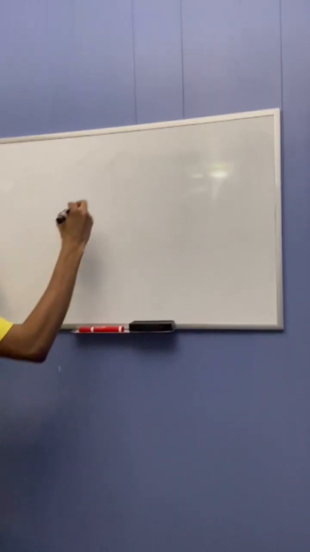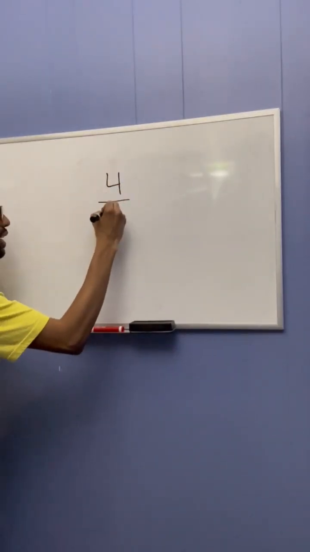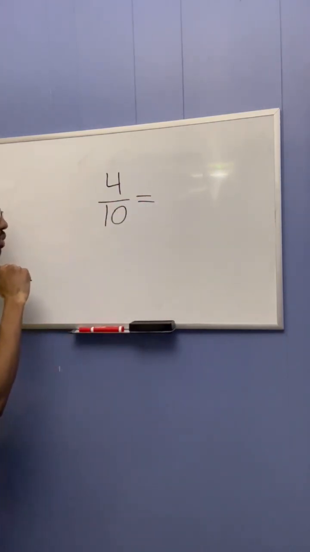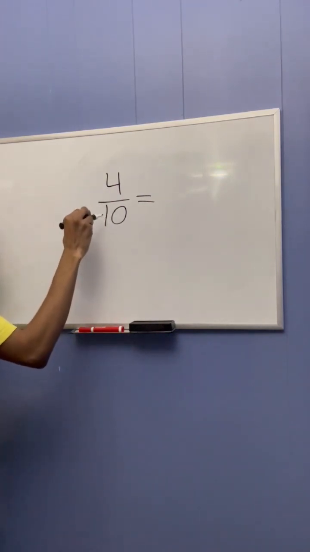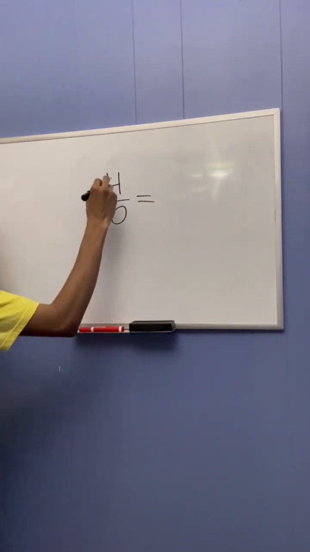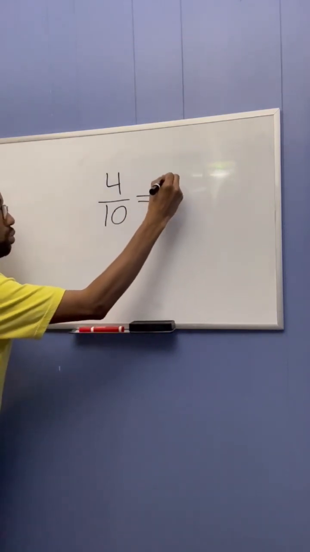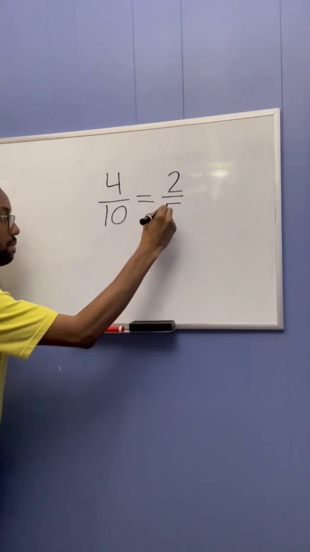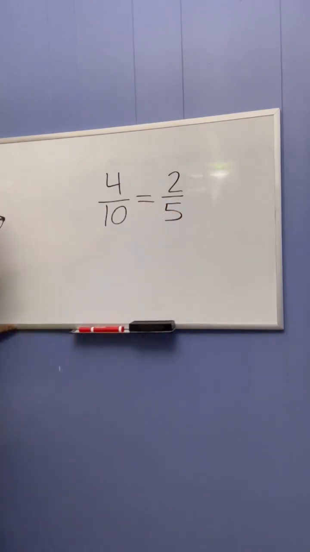Okay, now I'm going to show you how you can reduce certain fractions into their simplest terms. Suppose we have a fraction such as 4/10, and we want to reduce it to its simplest form. So 4 and 10 are both divisible by 2. And if we do 4 divided by 2, we get 2 for the numerator. And if we do 10 divided by 2, we get 5 for the denominator. If you have a fraction with two numbers that are both divisible by a common number, then it can be reduced to its simplest form.